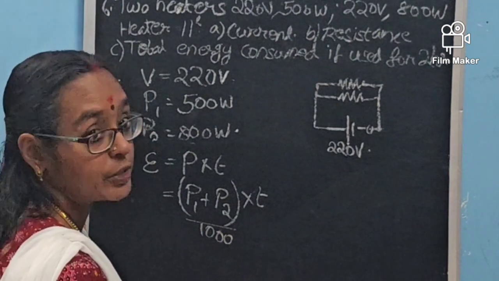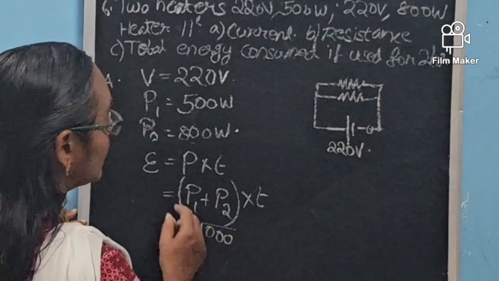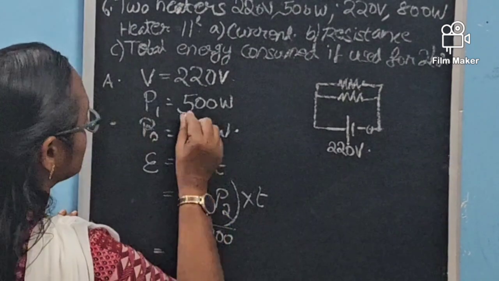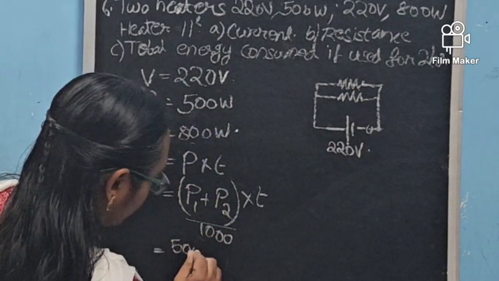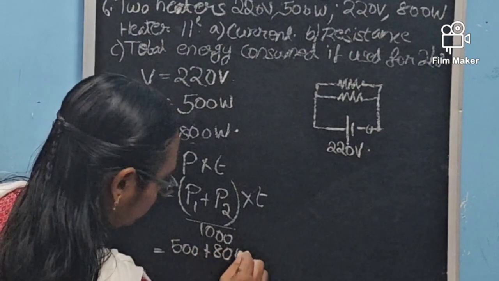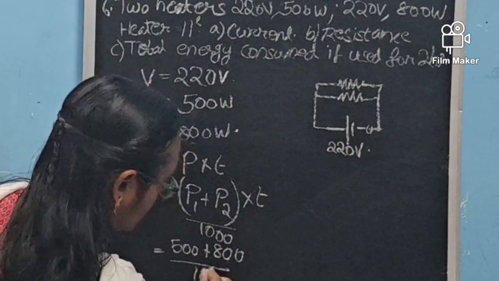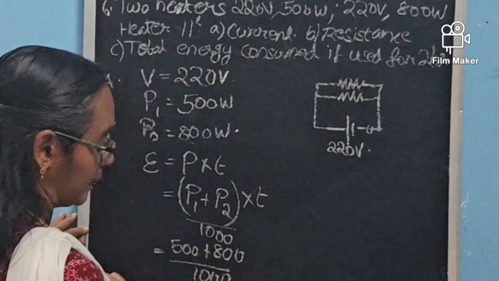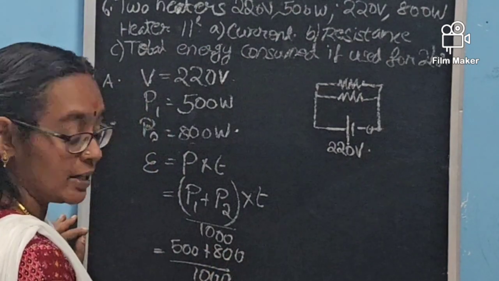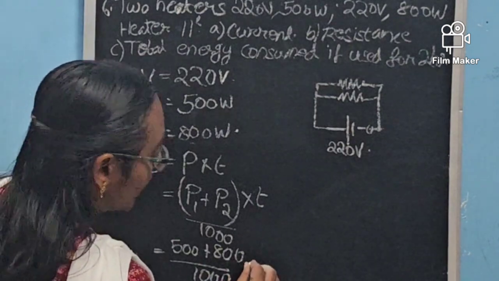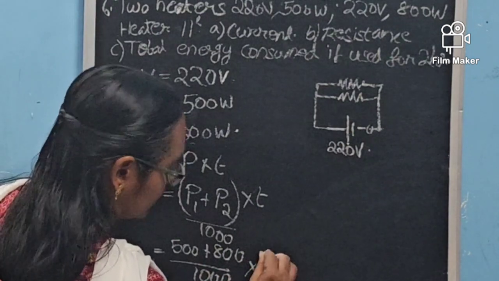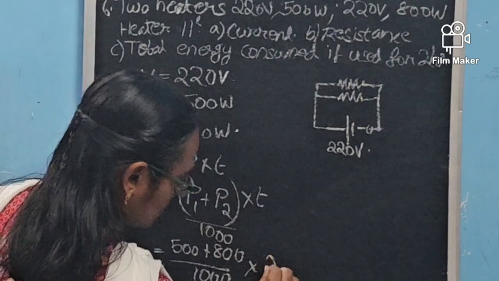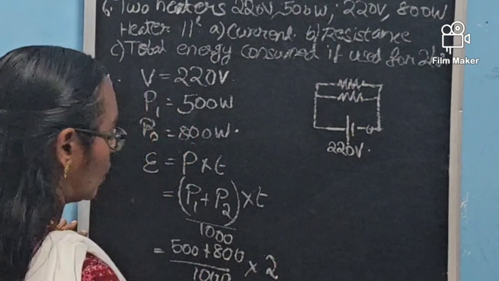How can we convert watt into kilowatt? By dividing by 1000, isn't it? The same thing we are applying here. That is 500 plus 800 divided by 1000. So it has been changed into kilowatt, and then we are multiplying with time, which is in hours. So we will get the answer in kilowatt hour.